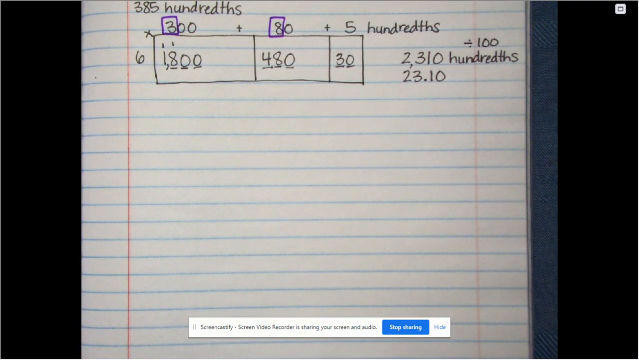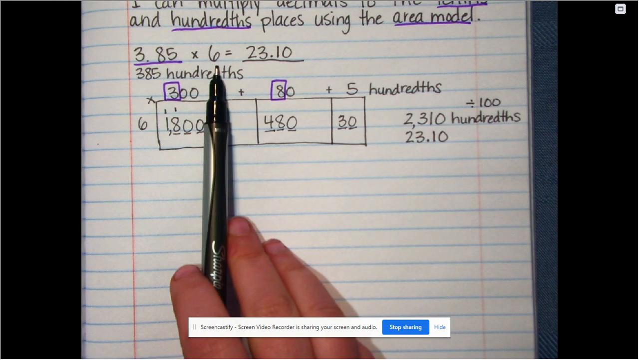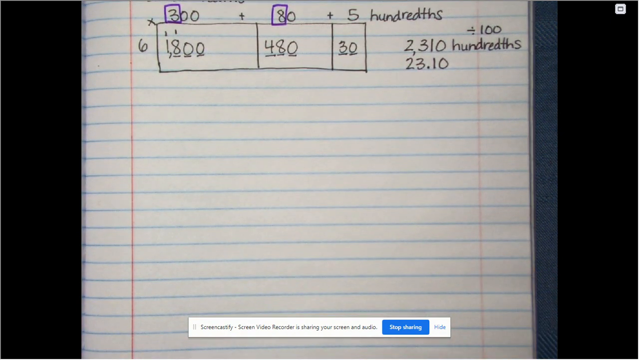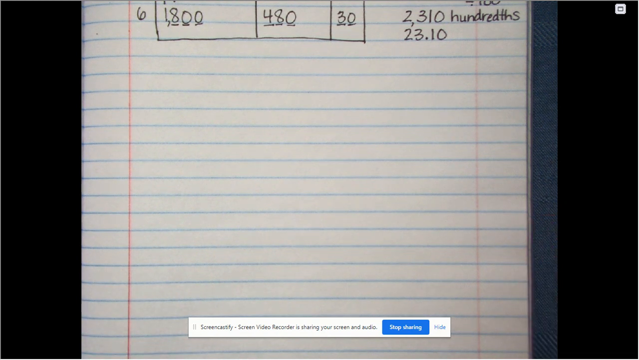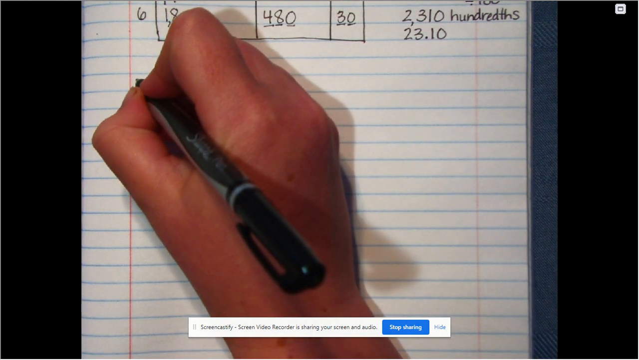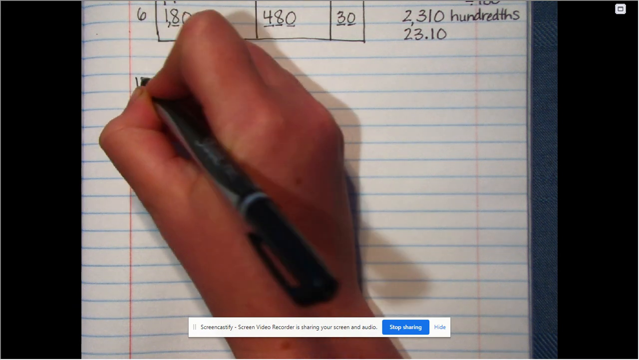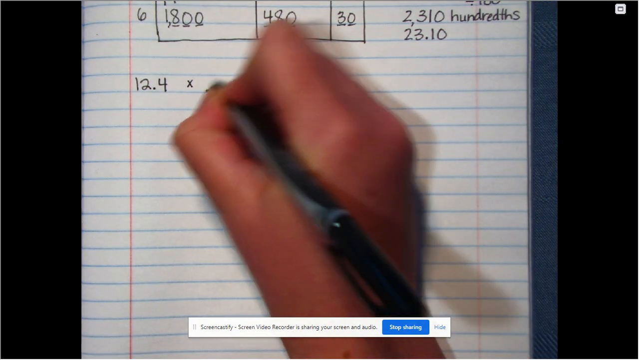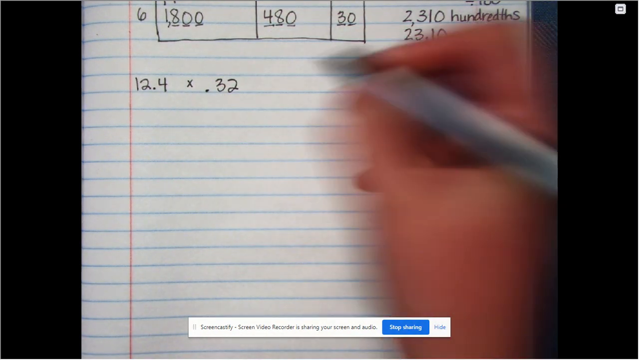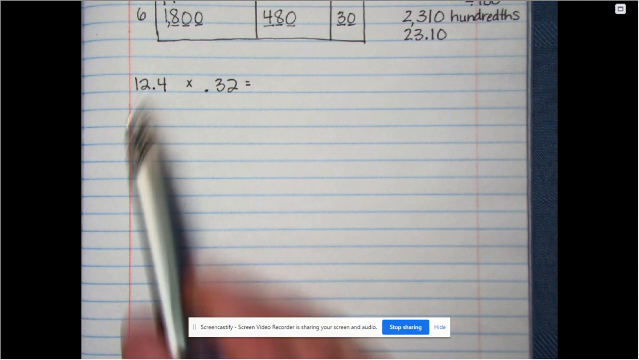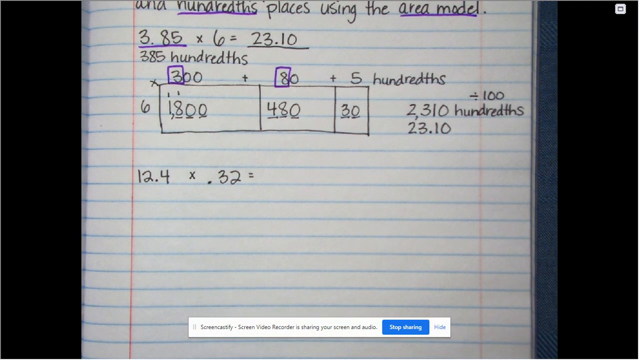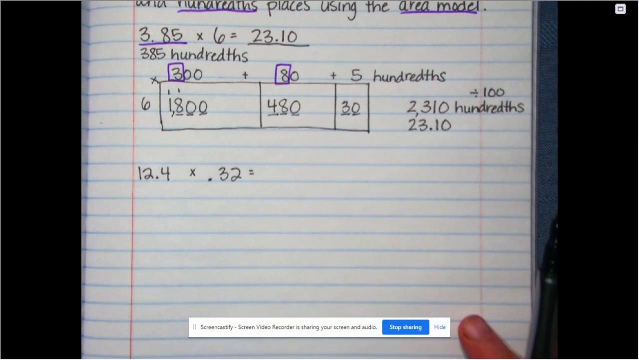So the next type that we're going to be doing is multiplying. Instead of a decimal times a whole number, we're going to be multiplying a decimal times a decimal using the area model. For this part, we're going to practice with the math sentence 12 and 4/10 times 32 hundredths. Just like I did before, I'm going to rewrite my numbers in unit form, because that's really going to help me remember what numbers I'm going to be multiplying together.